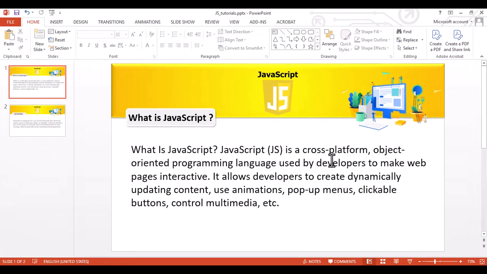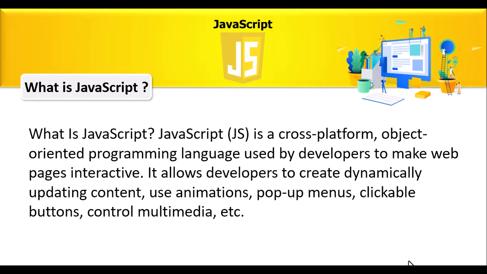Before moving on to start writing code, it is better we get to know what JavaScript can do. What is JavaScript? JavaScript is a cross-platform object-oriented programming language used by developers to build interactive web pages. So JavaScript is used on the web to build interactive pages. Whenever you interact with an animation and you click on something, an animation pops up and so on, then you are actually seeing the work of JavaScript.